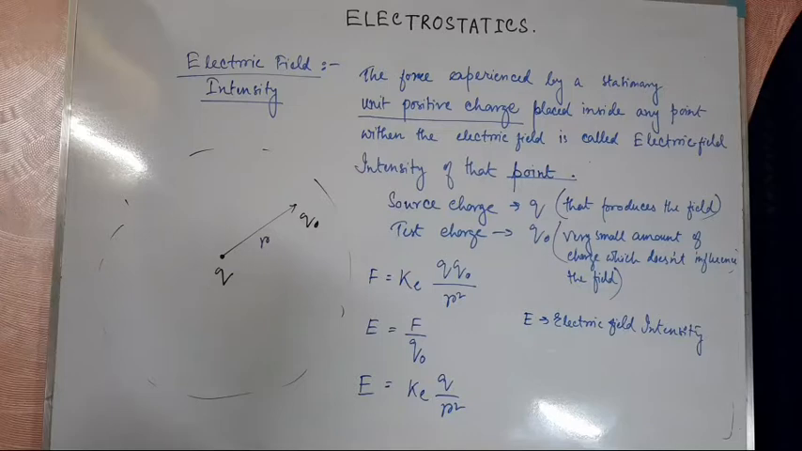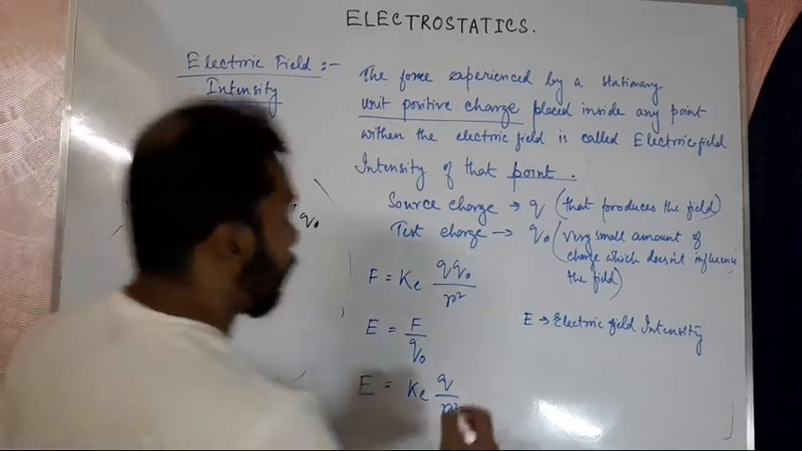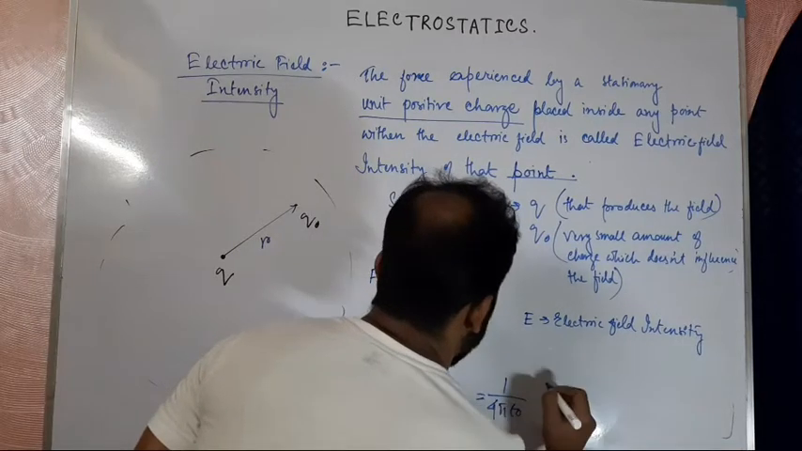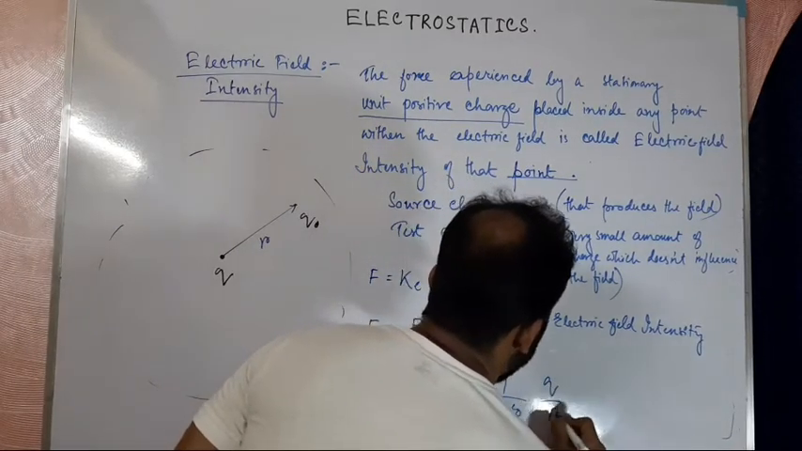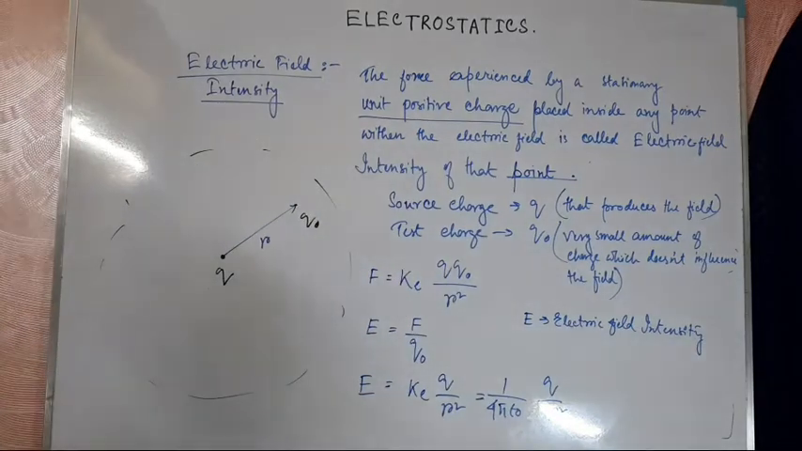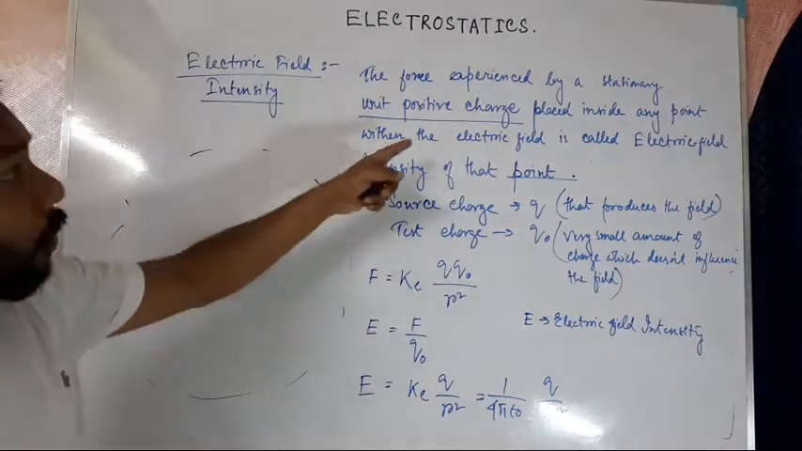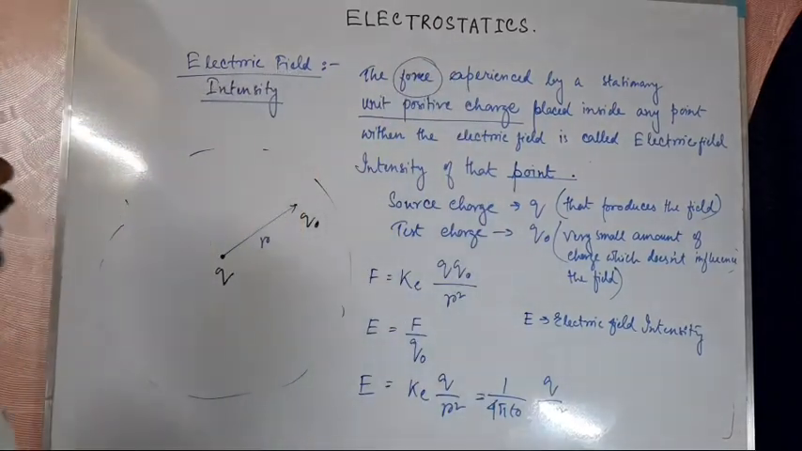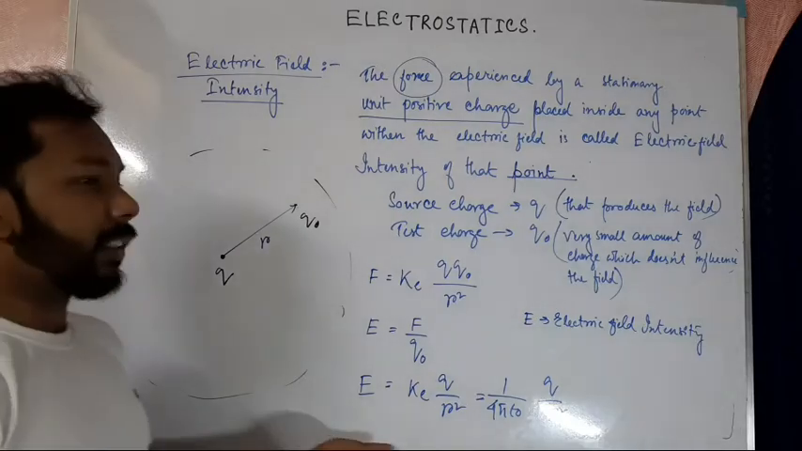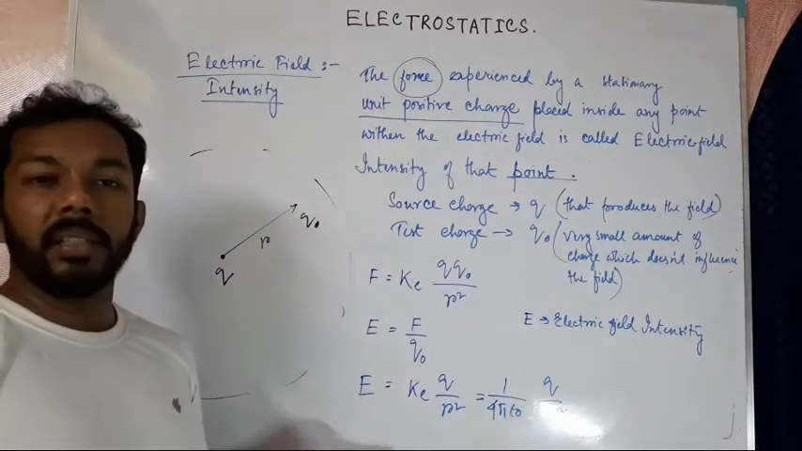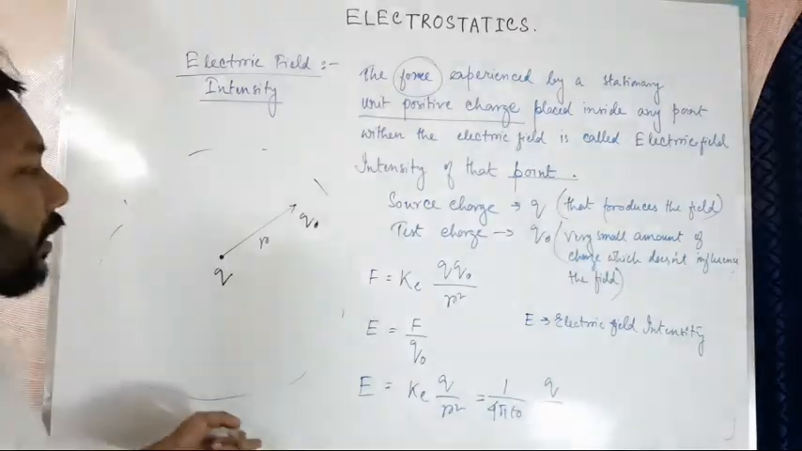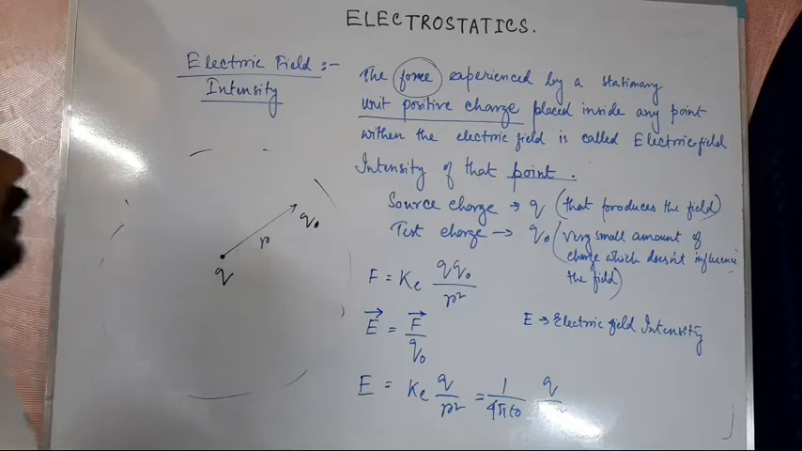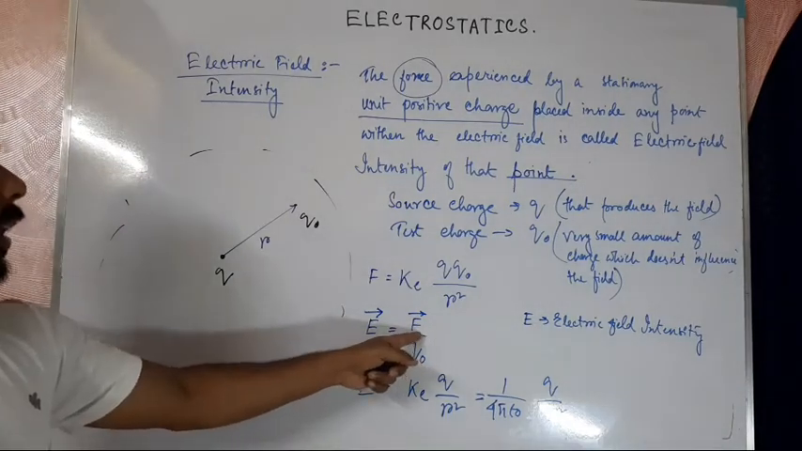Hence, the electric field is written like that in SI. It can be written as 1 by 4 pi epsilon naught in vacuum, Q by R square. Now, the electric field is a vector because it is nothing but a force. It is the force experienced by the stationary unit positive charge. Since it is a force, it is a vector, and obviously the direction is the same as the force.